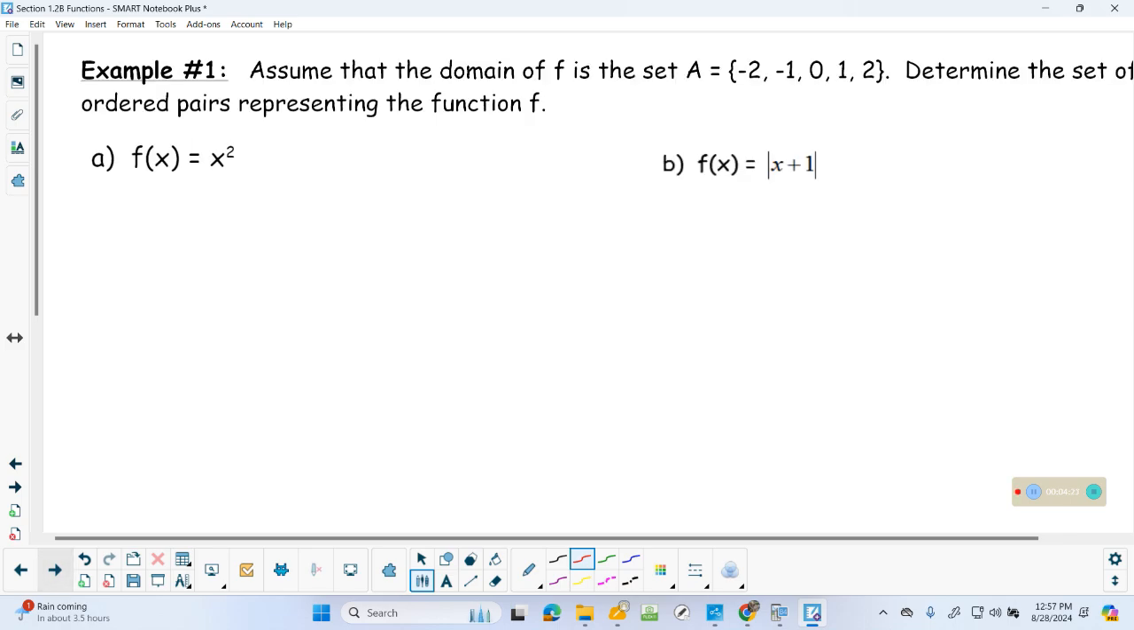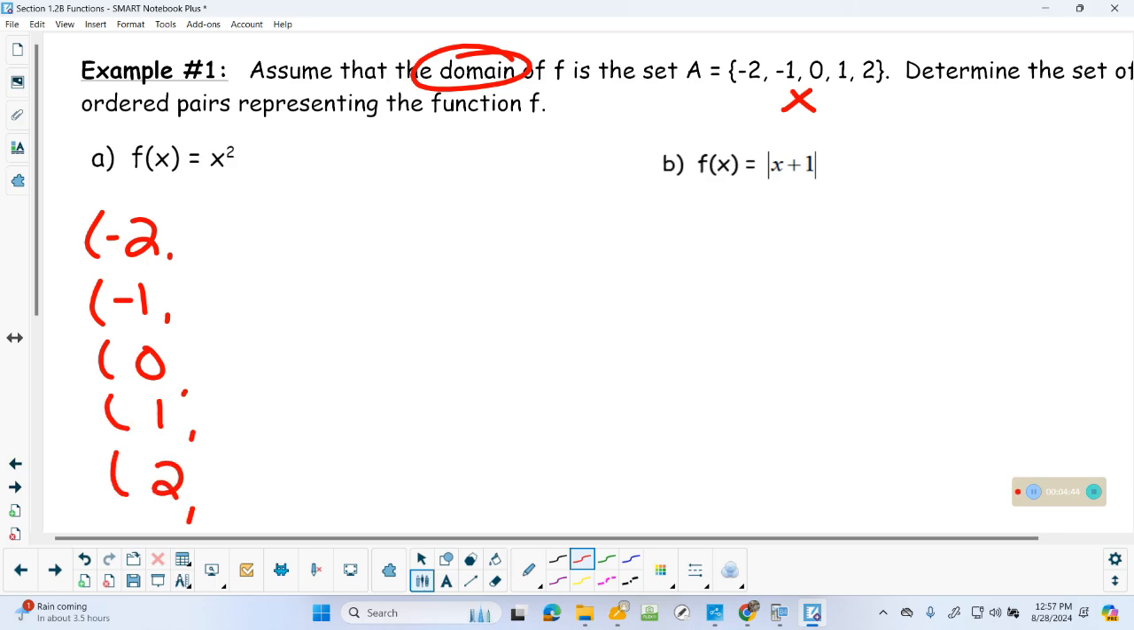Okay, assume the domain of f is that set of numbers. Determine the set of ordered pairs that represent the function. Now remember, keyword here, domain. These are your x coordinates. So they want you to put -2 in for x, then they want you to do all those numbers in the set, -1, 0, 1, 2. So you need to come up with the y coordinates. How are you going to do it? Plug them in for x. That's as hard as it is. So -2 squared, 4.